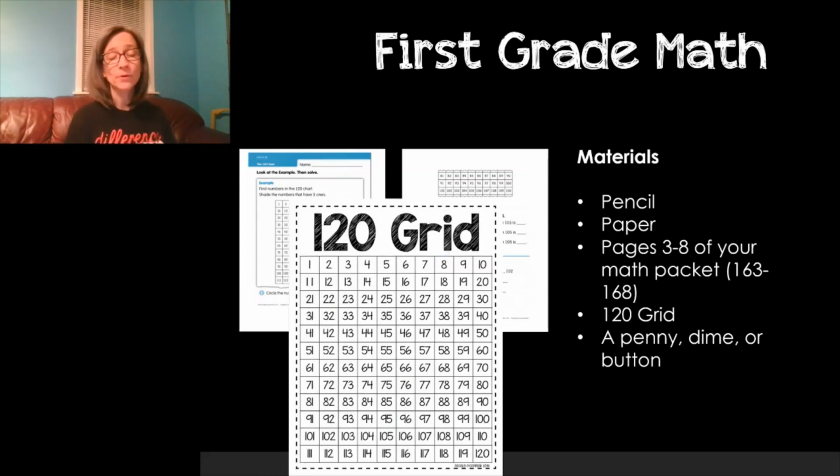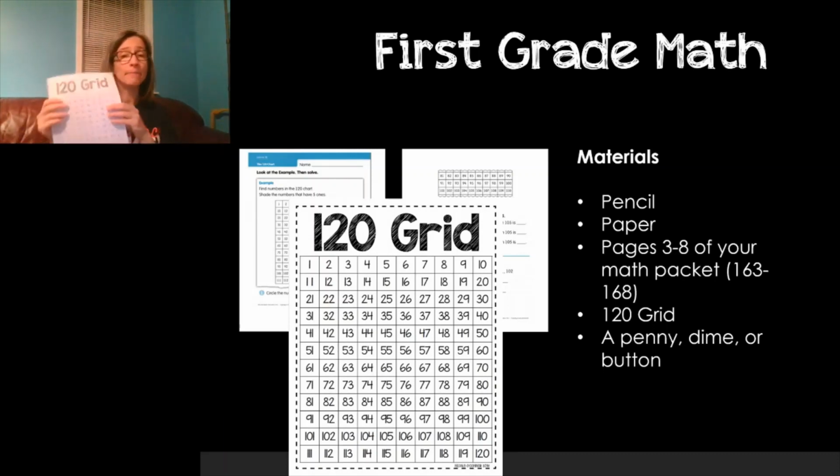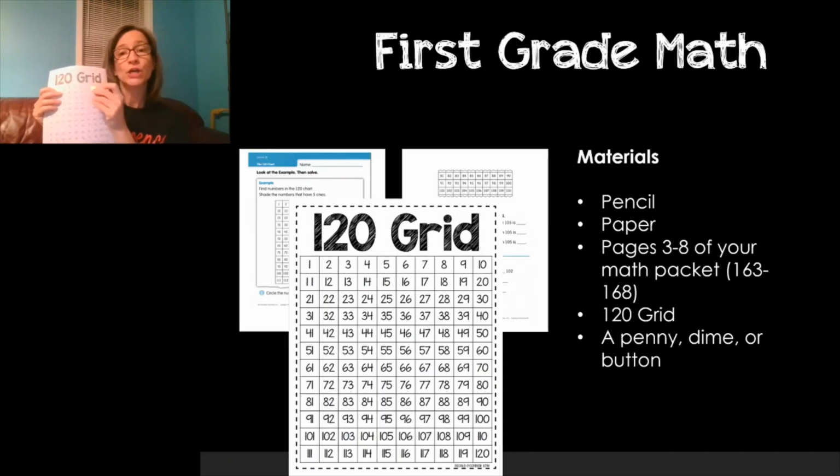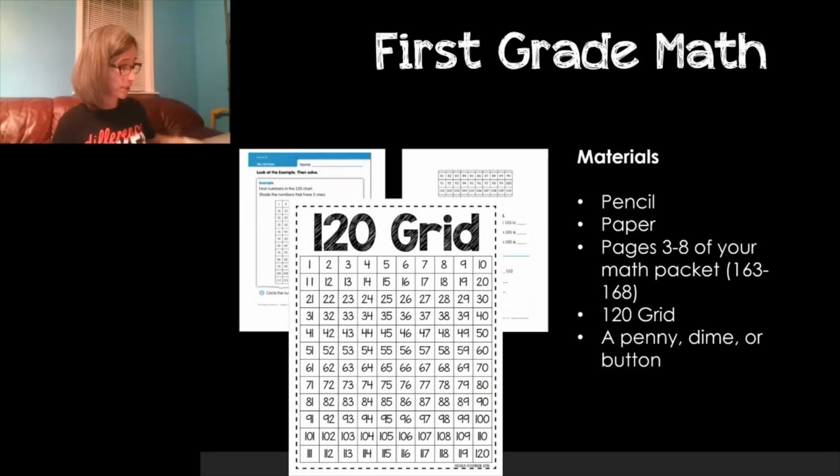If you were able to print off a 120 grid, that is a great tool that we're going to use today. If you don't have your own copy of the 120 grid, that's okay. I'll be projecting mine. But if you do have your copy, you may want to get something like a button or a penny or a dime so that you can use your coin to move and manipulate on your 120 grid.